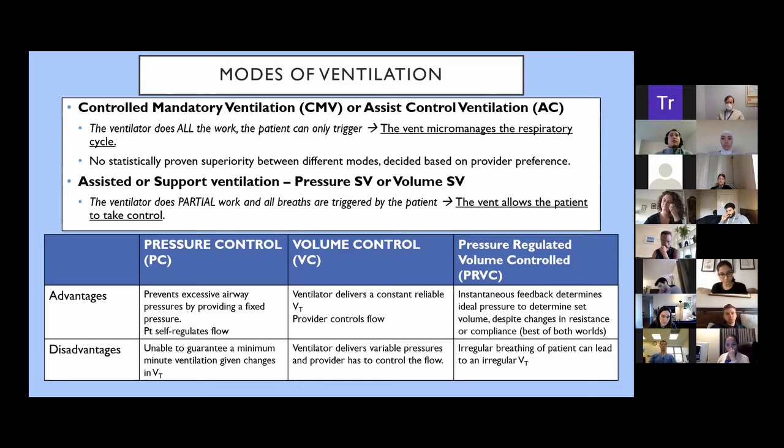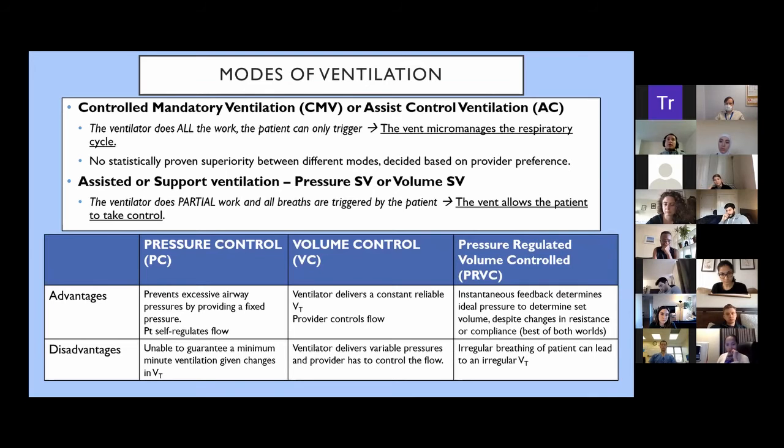Okay, quick, modes of ventilation. Modes of ventilation belong to two large groups: controlled mandatory ventilation, which, as you know, the vent is micromanaging everything, and assisted or support mode of ventilation, which you only use in two scenarios. One, the patient is having an SBT, and we're trying to see if we can extubate that patient.